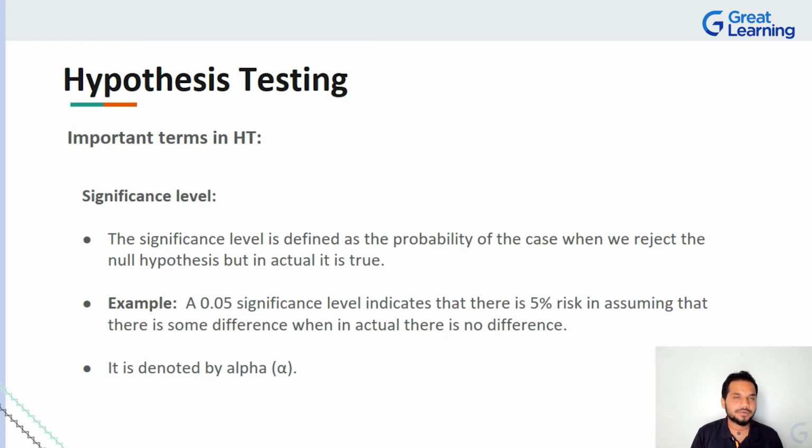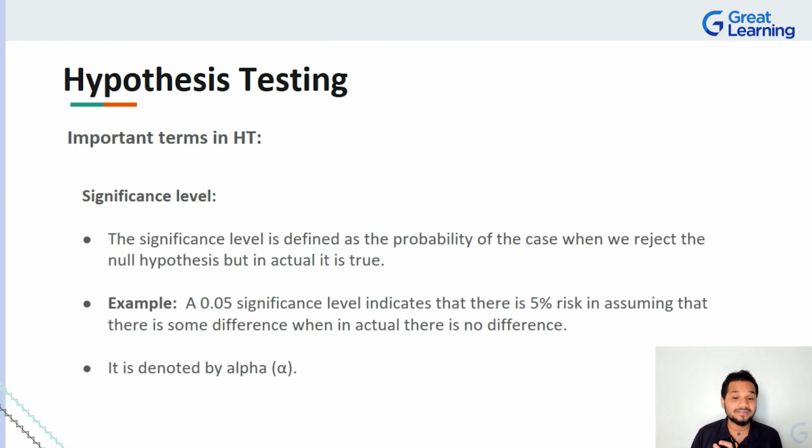So to give you an example to help you understand this concept better, let's just say that there is a 0.05 significance level, which at the end of the day means that there is a 5% risk in assuming that there is some difference, but in actual, there will not be any difference. This 5% risk you associate is called the significance level, because you're not just saying, hey, there's a risk. Now you're saying there's a 5% risk. You have a way to measure that.